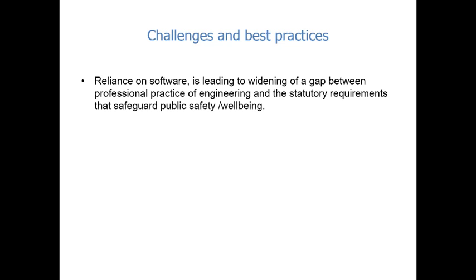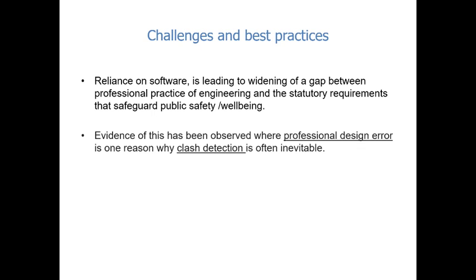Reliance on software is widening the gap between the professional practice of engineering and the statutory requirements that safeguard public safety. Evidence of this has been observed, where professional design error is one of the reasons why clash detection is often inevitable. Clash detection ensures that there is no professional design error, because if there's an error, it will be detected.